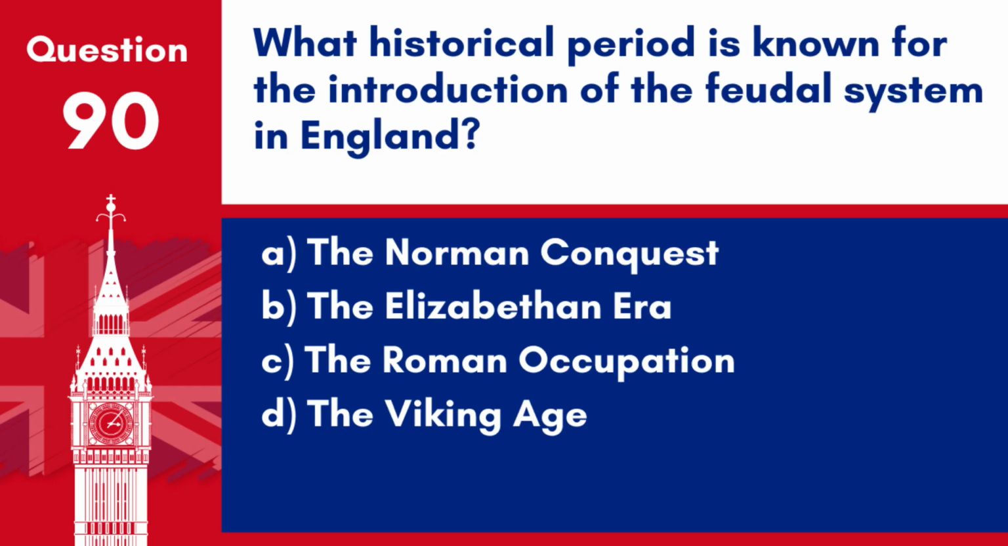Question 90. What historical period is known for the introduction of the feudal system in England? A. The Norman Conquest. B. The Elizabethan era. C. The Roman occupation. D. The Viking Age. Answer: A. The Norman Conquest. The introduction of the feudal system in England is associated with the Norman Conquest of 1066, which dramatically altered English society and governance.